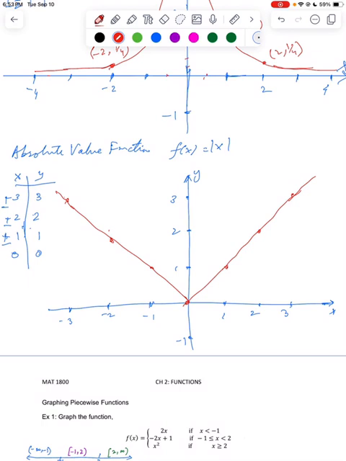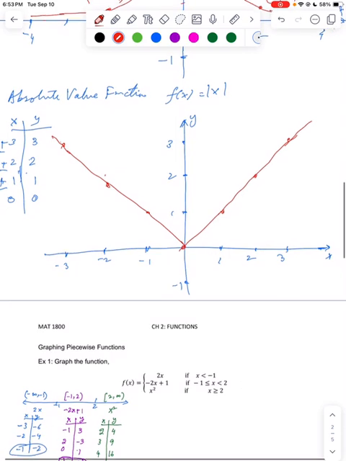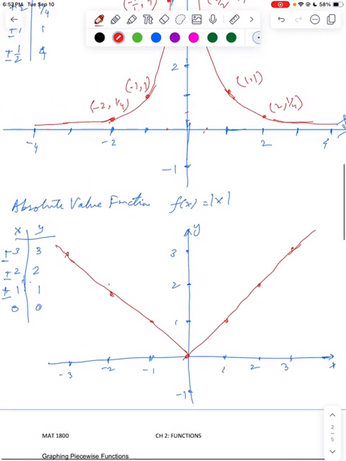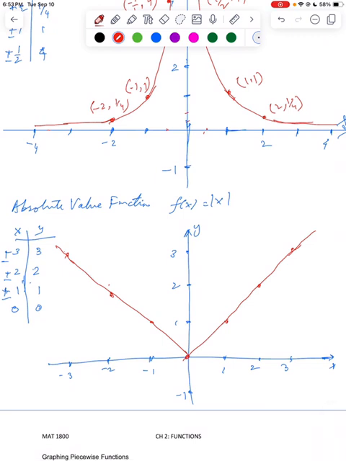So the point to note about the absolute value function is that the shape is a V. Okay, always going to be a V. So this is all for now, and then I will do the next example in the 4th video.